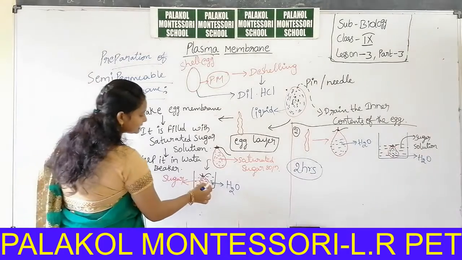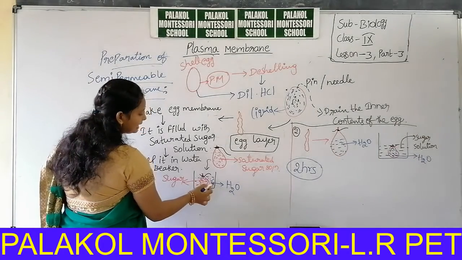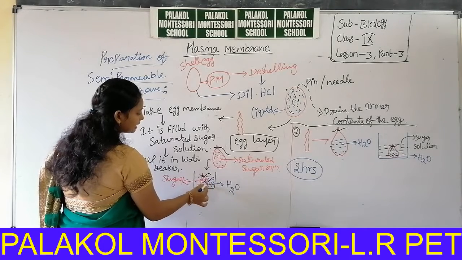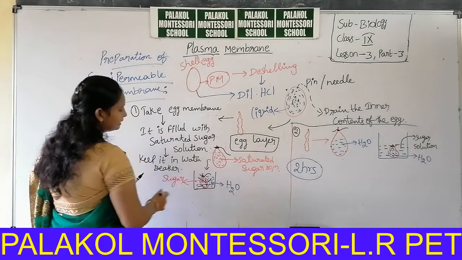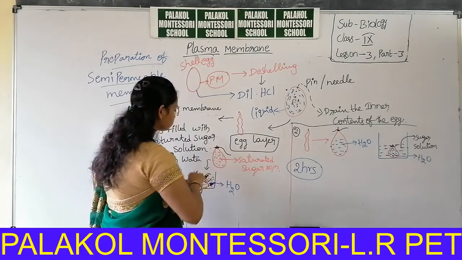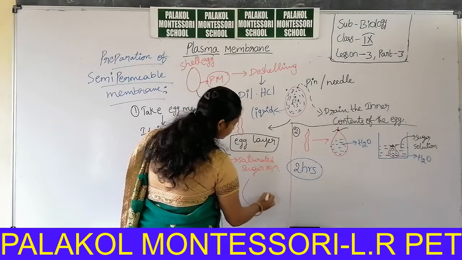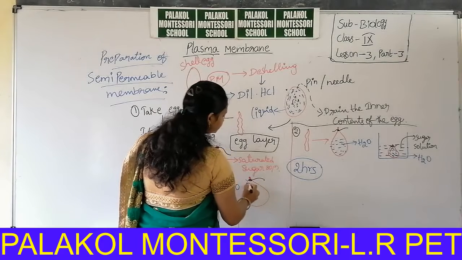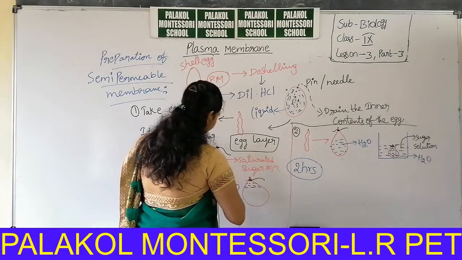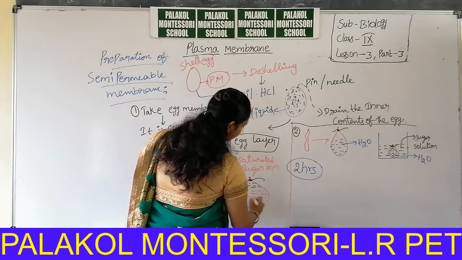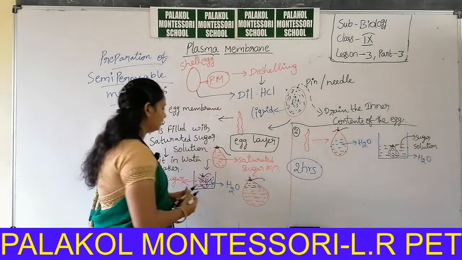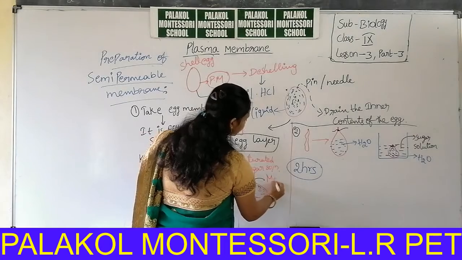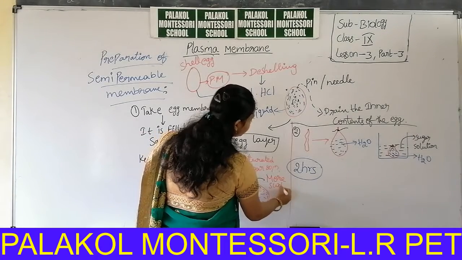The water present outside the egg layer enters into the layer and the egg layer becomes more swollen. Why? Because due to entering of water along with the sugar solution, the eggshell becomes more swollen, more bulged.